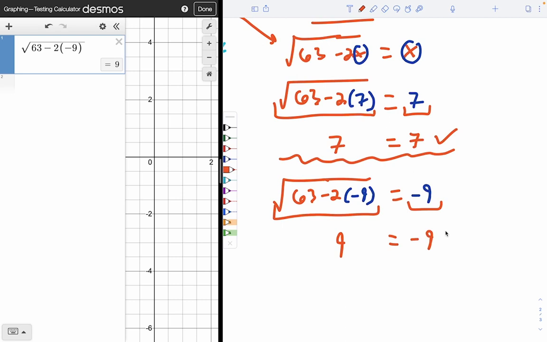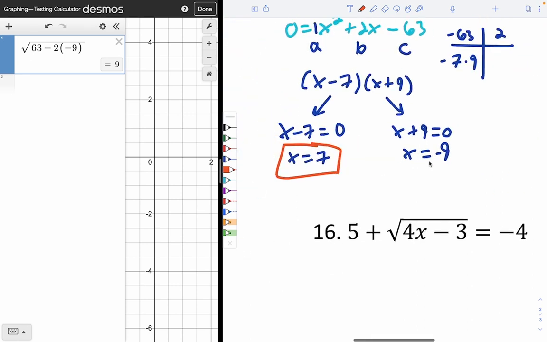Is 9 the same as negative 9? No. Okay. Gaining $9 is not the same as losing $9. These are not the same. So what does this mean about this solution, negative 9? That's not a solution. So let's say if this is a multiple choice question, answer choice A might be 7. Answer choice B might be negative 9. Answer choice C might be 7 and negative 9. Which one would you choose?